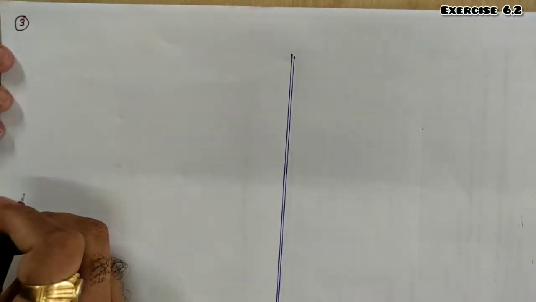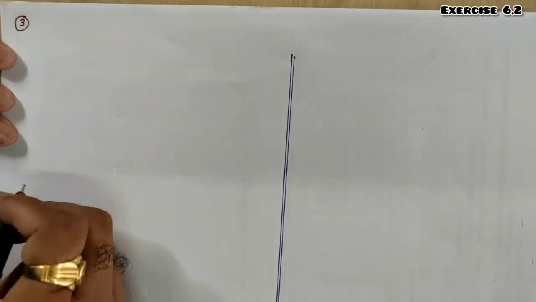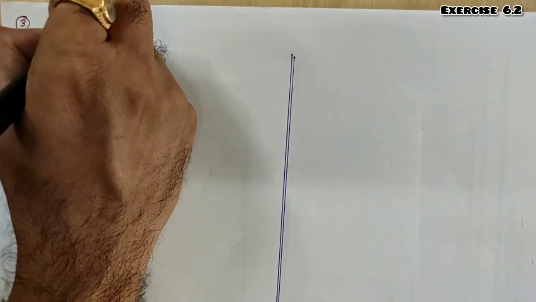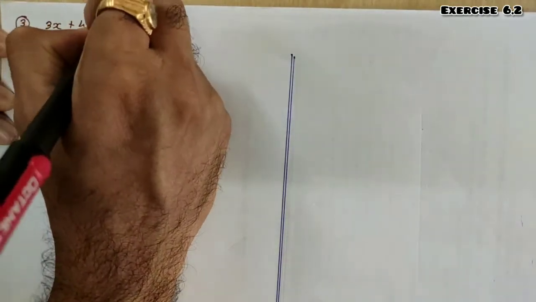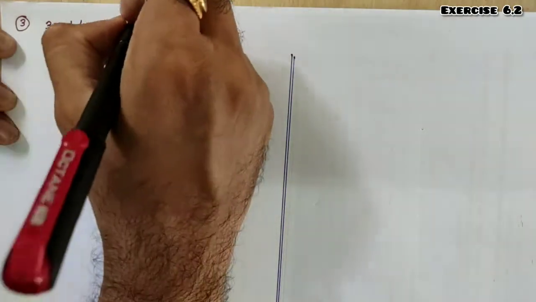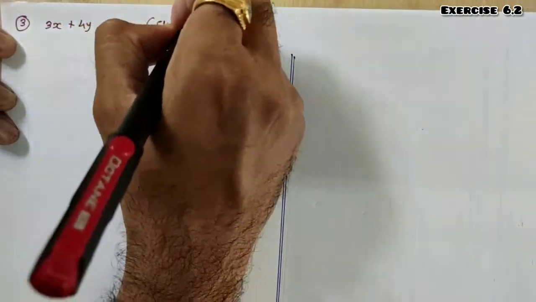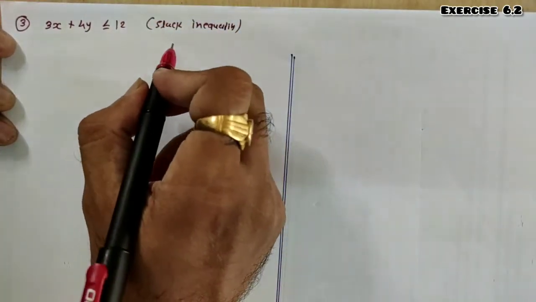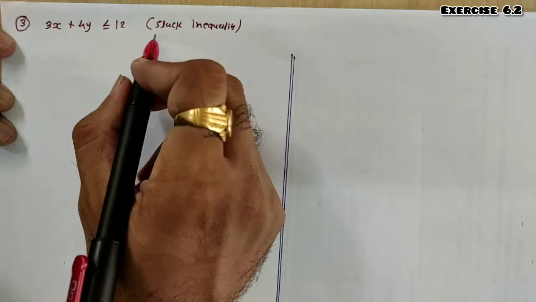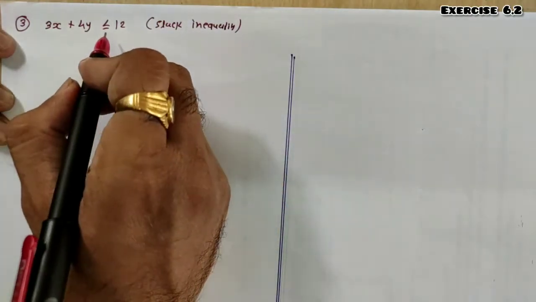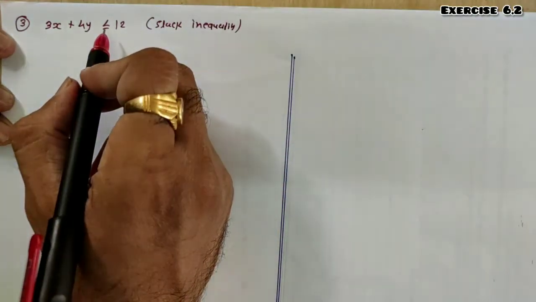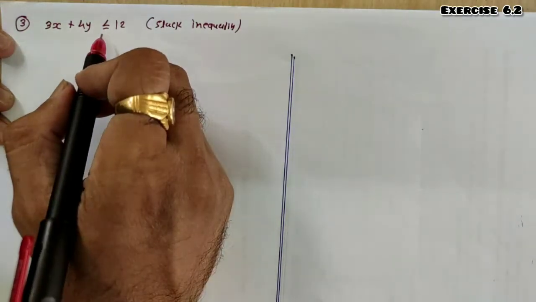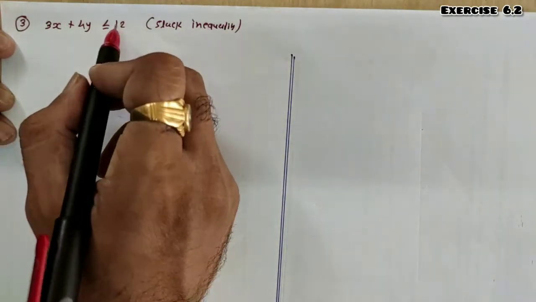Third one. The inequality is 3x plus 4y less than or equal to 12. So here again a slack inequality is there. Two types of inequalities are there, strict inequality and slack inequality. Here a less than or equal to type of inequality is there. So we have to include our straight line in the solution, and therefore we have to draw the solid line of this given equation 3x plus 4y equal to 12.